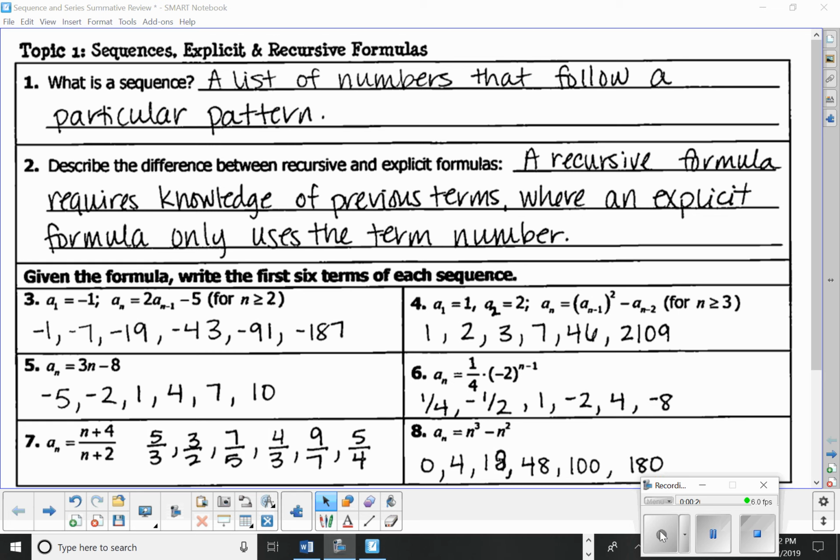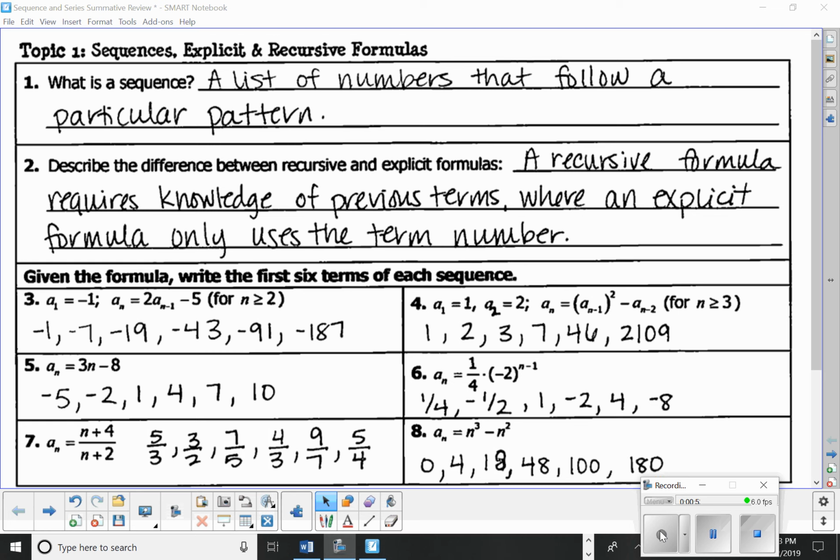First, sequences, explicit and recursive formulas. A sequence is a list of numbers that follow a particular pattern. A recursive formula needs to know the prior term value, or an explicit one only needs to know which term number you're looking for. When you're looking at a recursive formula, it has an a sub n minus 1 in it. When you're looking for an explicit formula, it just has the n. Now, given the formula, write the first 6 terms of each sequence.